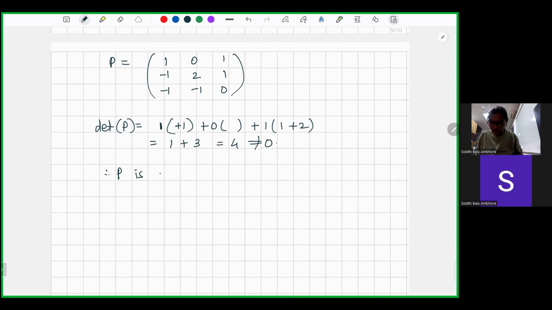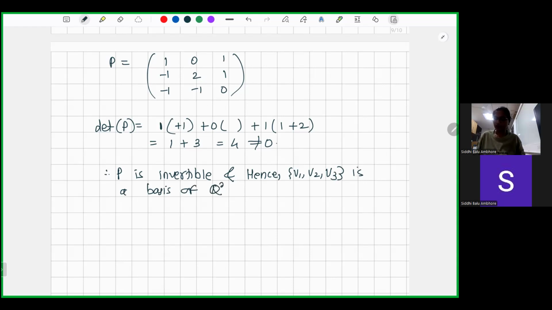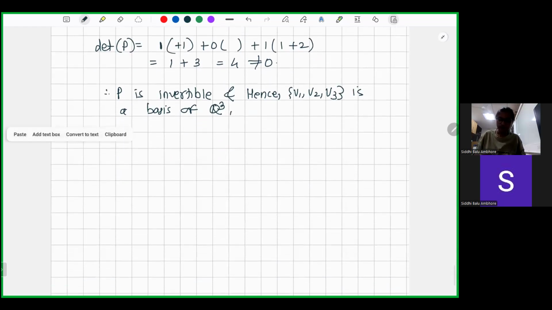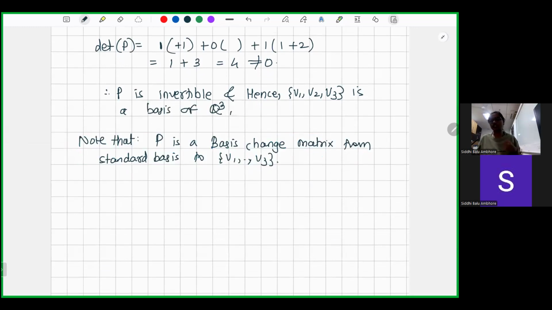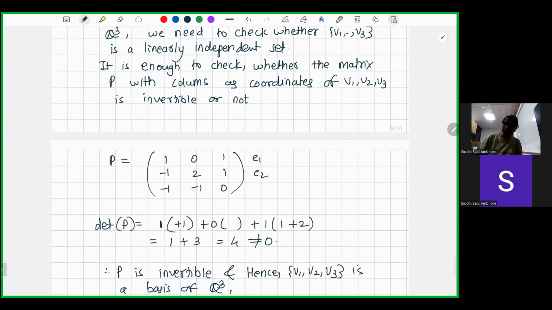Therefore, P is invertible, and hence v1, v2, v3 is a basis of Q3. And note that this P is a basis change matrix from the standard basis to V3, because this is the coordinates of E1, E2, E3, and this is my V1, V2, V3.